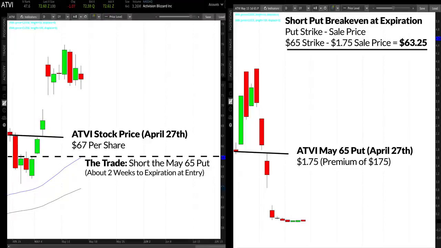meaning that if Activision is at $63.25 at expiration, my short 65 put will have $1.75 of intrinsic value, and therefore I won't make or lose any money on this trade. But that's at expiration, not before expiration. But I just wanted to mention the break-even price.